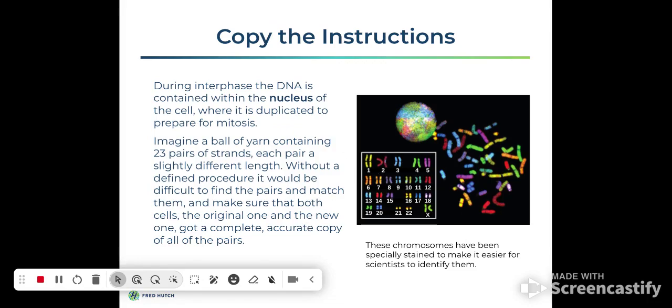So during interphase, the DNA is contained within the nucleus of the cell, and that's when it gets duplicated during that S phase to prepare for mitosis. If you can imagine a ball of yarn that contains 23 pairs of strands, each pair a slightly different length, without a defined procedure, it would be really difficult to find the pairs, match them up, and make sure that both cells, the original one and the new ones, got a complete accurate copy of all of the pairs. So they're all jumbled up in there like a big ball of yarn, or like spaghetti. And then your cell needs a way to organize those in order to get ready to make a copy.